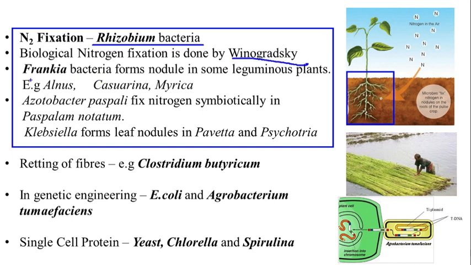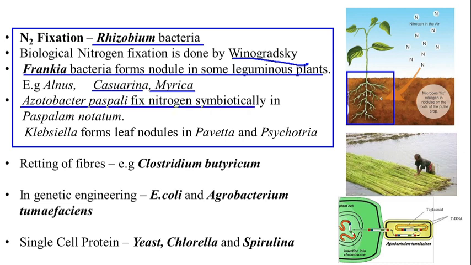And Frankia bacteria. There are a number of bacteria. Frankia bacteria form root nodules in non-leguminous plants like Casuarina and Myrica. Then we have Azotobacter paspali. It fixes nitrogen symbiotically in the grass Paspalum notatum. Klebsiella forms root nodules in Pavetta and Psychotria. So these are different kinds of nitrogen fixing bacteria.